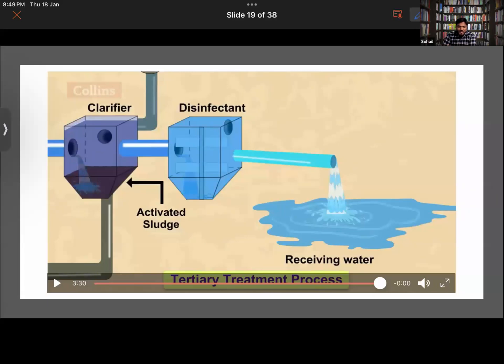Normally, if it has to be supplied to houses of people, it has to be clean water, right? In the animation, there were three stages: primary treatment process, secondary, and then tertiary. In the tertiary, disinfection is done using chlorine, or using ozone or UV rays. So that kills most of the bacteria in it.